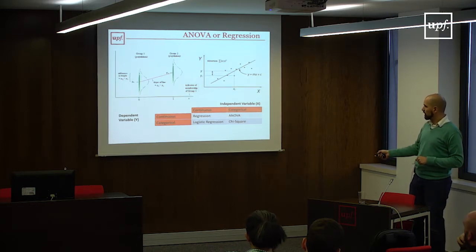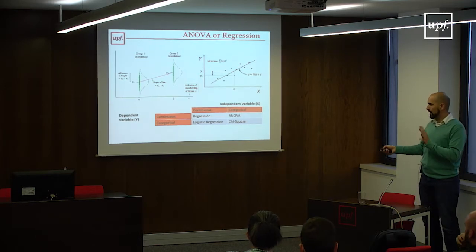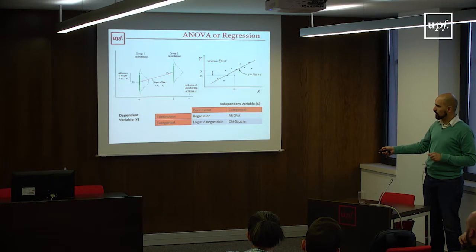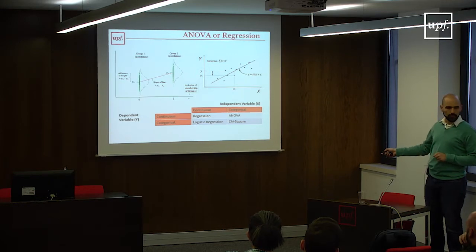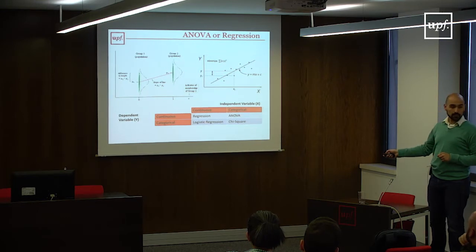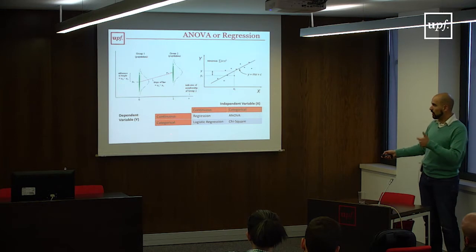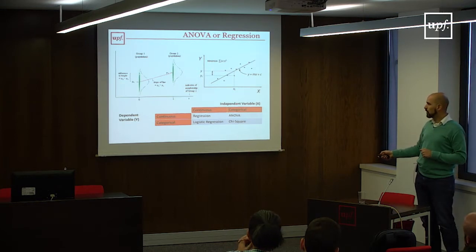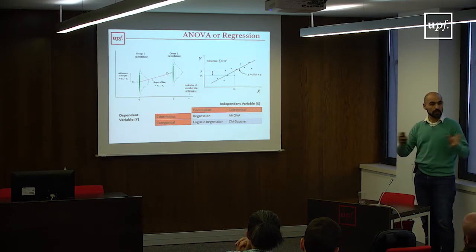So we have seen ANOVA and regression analysis. We can mainly split it like this. If the independent variable is categorical and the dependent variable is continuous, then we use ANOVA. If they are both continuous, then we use regression. If the dependent variable is categorical and the independent is continuous, then we can use a logistic regression and make a classification.